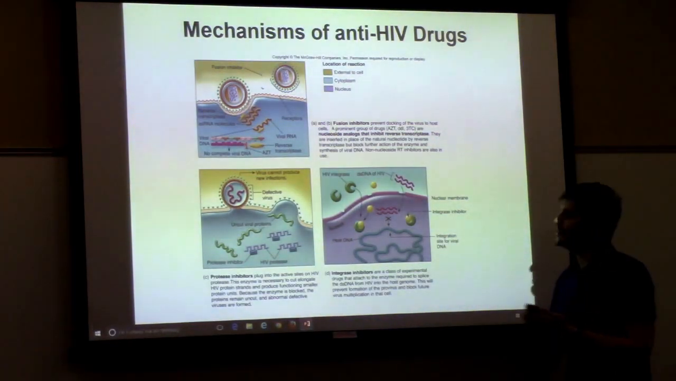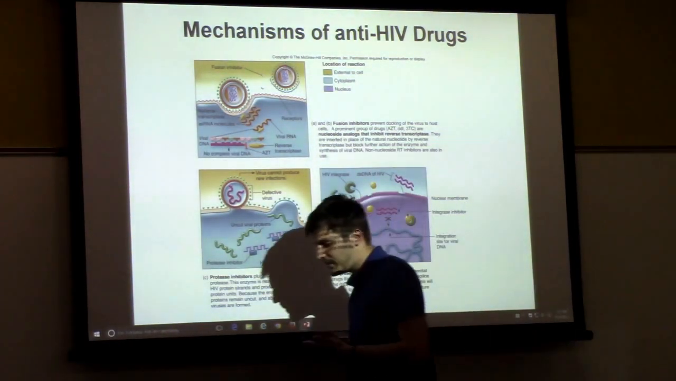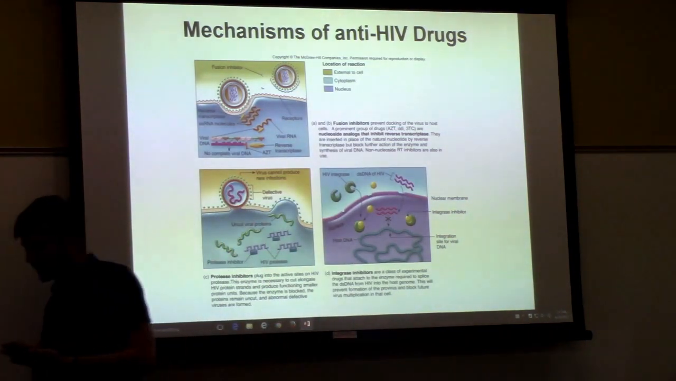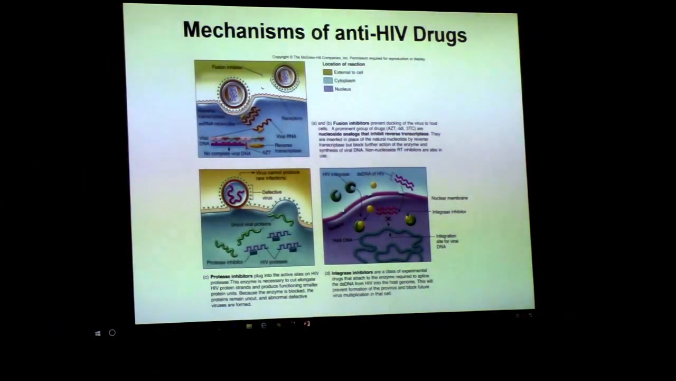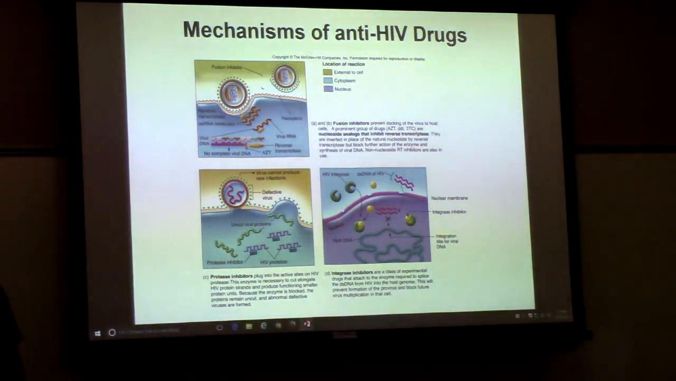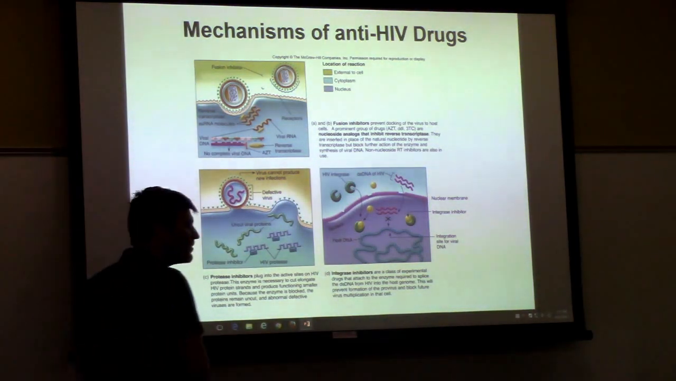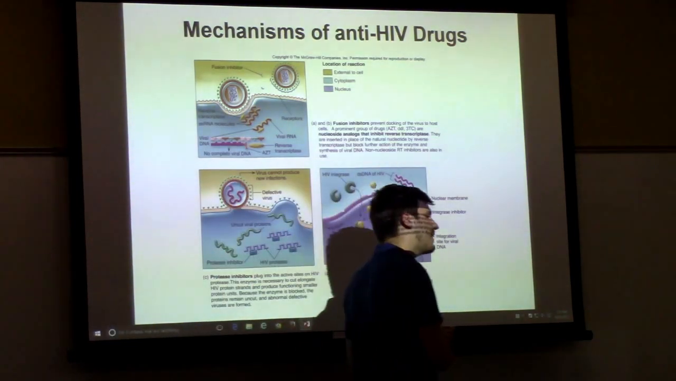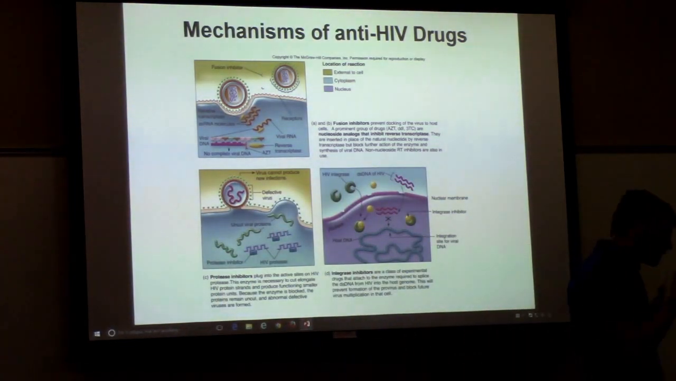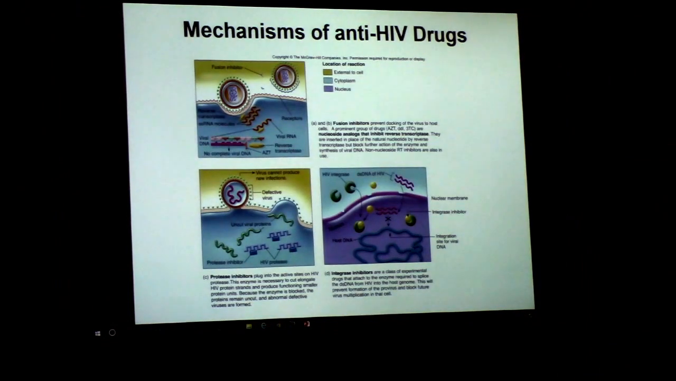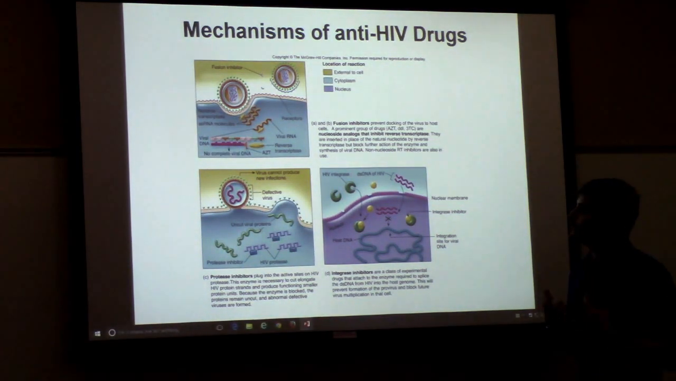So how do we treat HIV? We treat HIV with HAART, or highly active antiretroviral therapy. Okay? This highly active antiretroviral therapy targets specific portions of the viral life cycle. And by targeting this viral life cycle, it reduces the amount of virus produced and keeps it in check. Okay? There are a couple different ways we can do this.